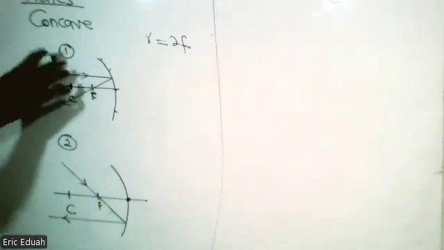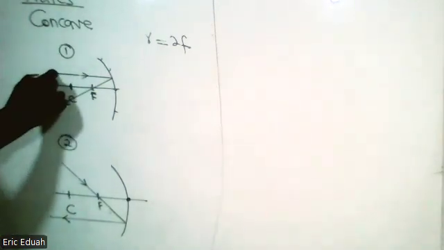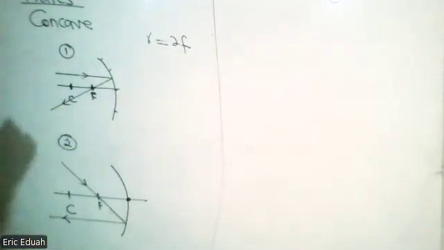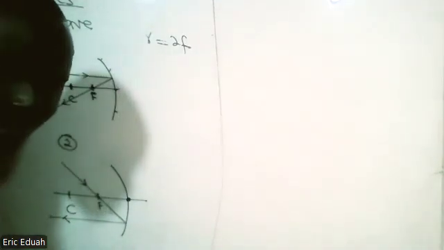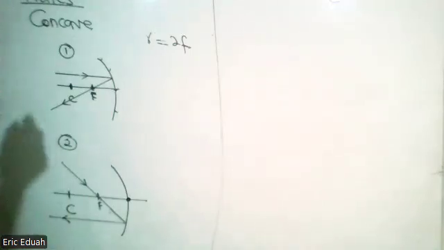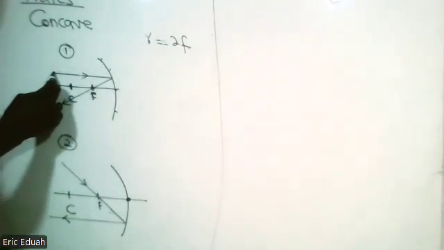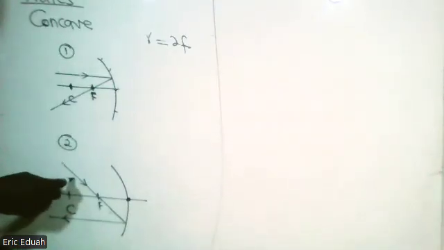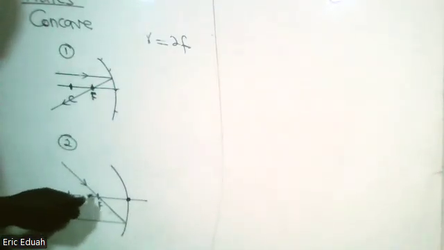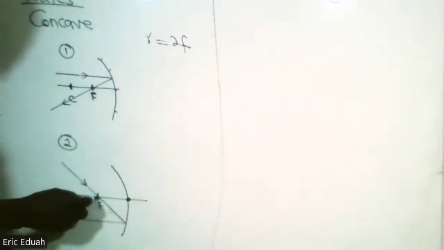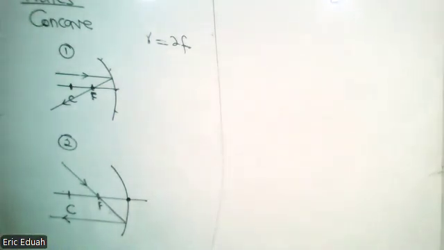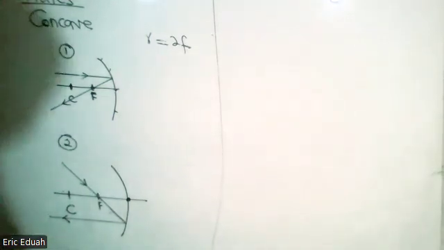Rule 2 is the reverse form of this. Look at this. When the ray is parallel to the principal axis, after reflection it must pass through F. And rule 2 is that when the ray is passing through or from F, after reflection, it must be parallel to the principal axis. Rule 2.